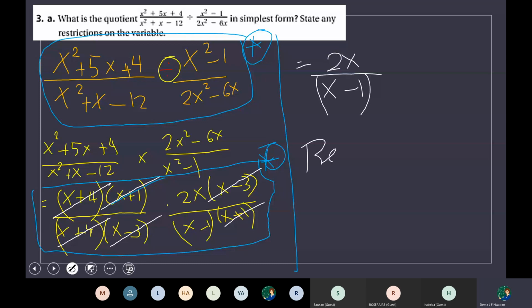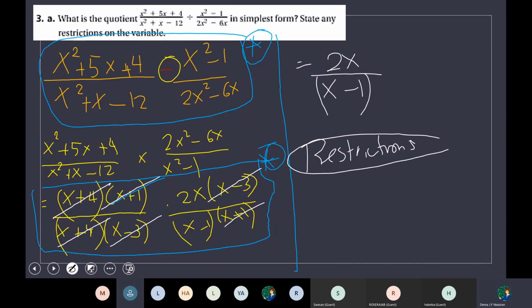Now, I want to write the restrictions. As I said, yes, Sarah. Where's Sarah? Sarah? Yes, teacher. Yes, Sarah. Can you tell me here, or can you state here what are the restrictions on the variable? 1. 1. Okay.